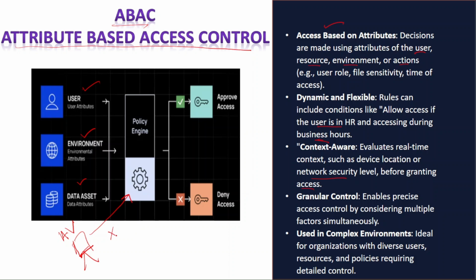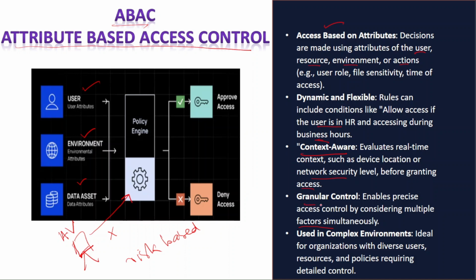So that's why it is called dynamic in nature and context aware, or you can also say another term used is that it is risk based. So if antivirus is not available, it means risk is high, access will be denied, and if antivirus is available, firewall is on, risk is low, and access will be granted. Granular control enables precise access control by considering multiple factors simultaneously.